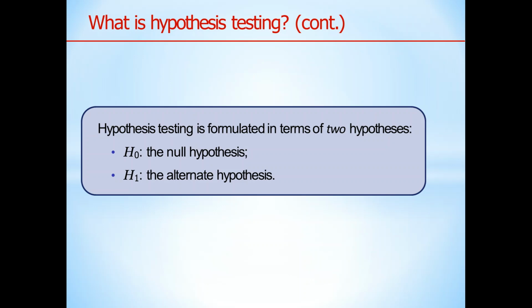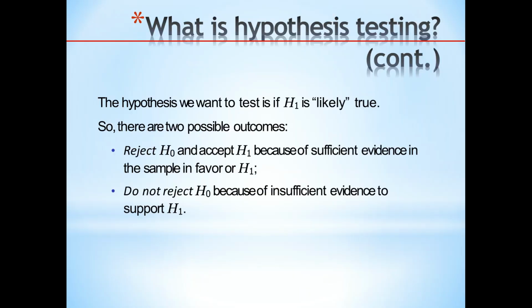First of all, it is formulated in terms of two hypotheses: the null hypothesis, let it be H0, and the alternate hypothesis, let it be H1. Let us check for H1 is true. For it, we have two outcomes. First, reject H0 and accept H1 because of sufficient evidence in the sample in favor of H1. Second, do not reject H0 because of insufficient evidence to support H1.